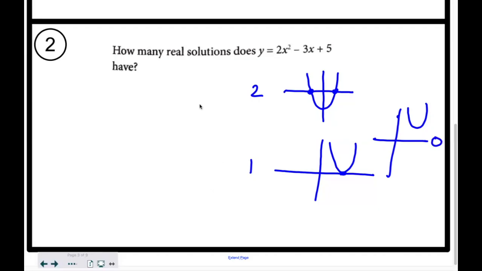The other perspective is to use what's called the discriminant. If you think about the quadratic formula, the part that's under the radical is b squared minus 4ac.